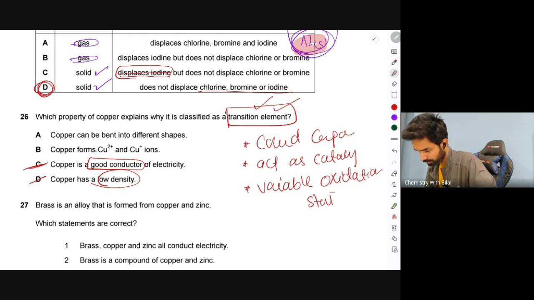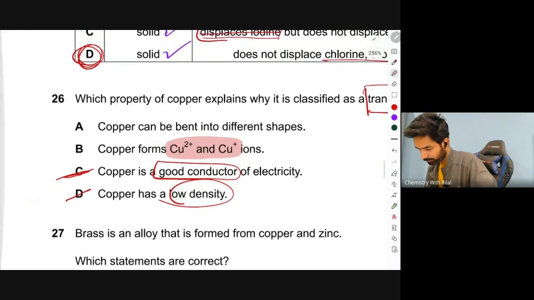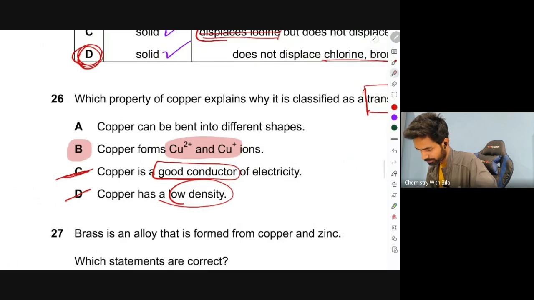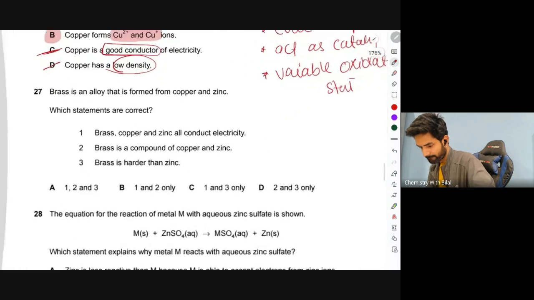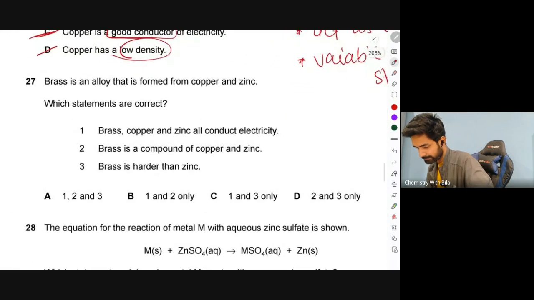I think B is correct because same element can form different charges. तो वेरिएबल ऑक्सीडेशन स्टेट वाली बात कॉन्सेप्ट यहाँ अप्लाई कर सकते हैं. कॉपर can be bent into different shapes, लेकिन वो तो किसी और को भी कर सकते हैं, इससे ये तो नहीं पता चला कि ट्रांजिशन है या नहीं. करेक्ट? Yes.